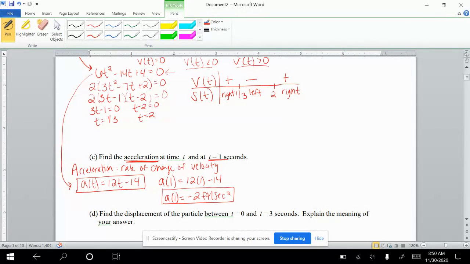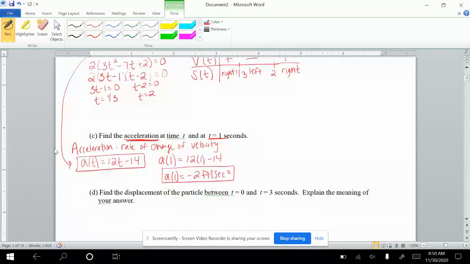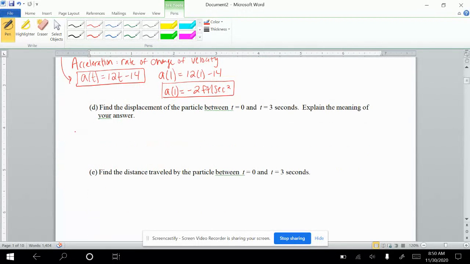So there is that. Part D says find the displacement of the particle between t equals 0 and t equals 3 seconds and explain the meaning of your answer. All right, so we're dealing with displacement now, which did not come up in our letters when I was giving you our example for PVA. Displacement is just really defined as the change in position. If you recall from your vector unit from pre-calc, we did talk about displacement a little bit. So this is just the change of position.